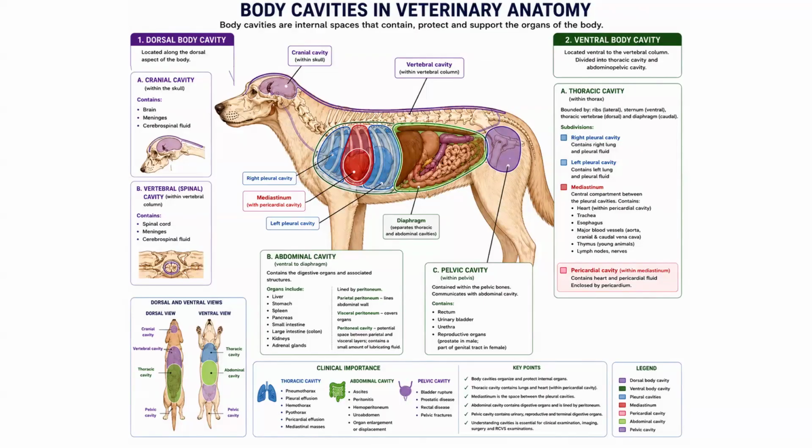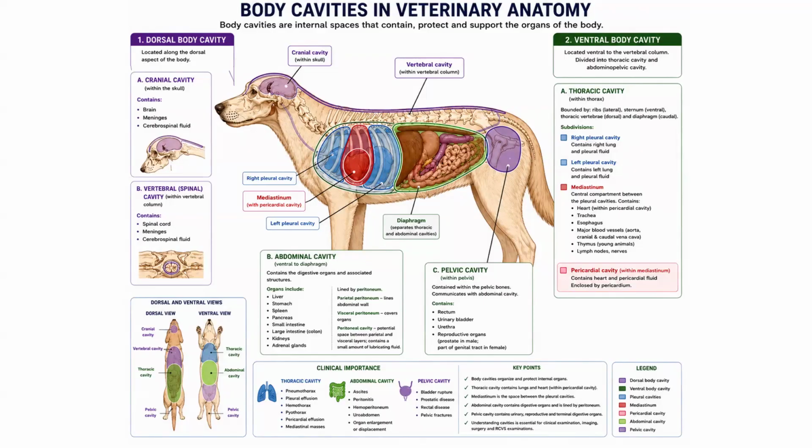We have a whole lot of cavities in the body, but the most important ones are the ones I'm going to be listing out here. We have the thoracic cavity, the abdominal cavity, and the pelvic cavity. Now, within the thoracic cavity, we also have some subdivisions: the right pleural, the mediastinum, and the left pleural.